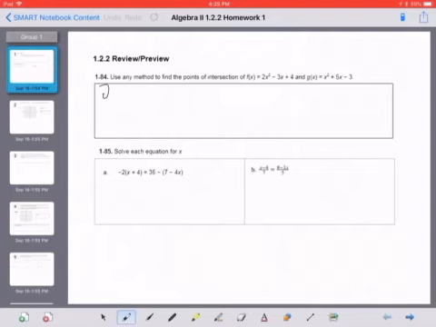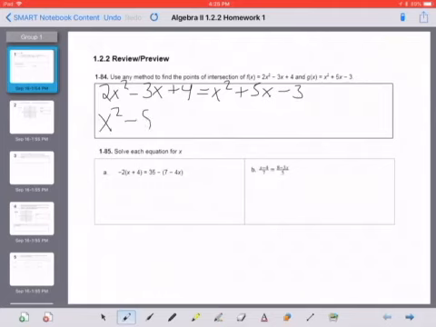So you would do 2x squared minus 3x plus 4 equals x squared plus 5x minus 3. Then you would move everything to the other side. So I would subtract x squared, so I'm going to get an x squared. I would subtract 5x, so I'm going to get a negative 8x. And I'm going to add 3. So I'm going to get 7 equals 0.